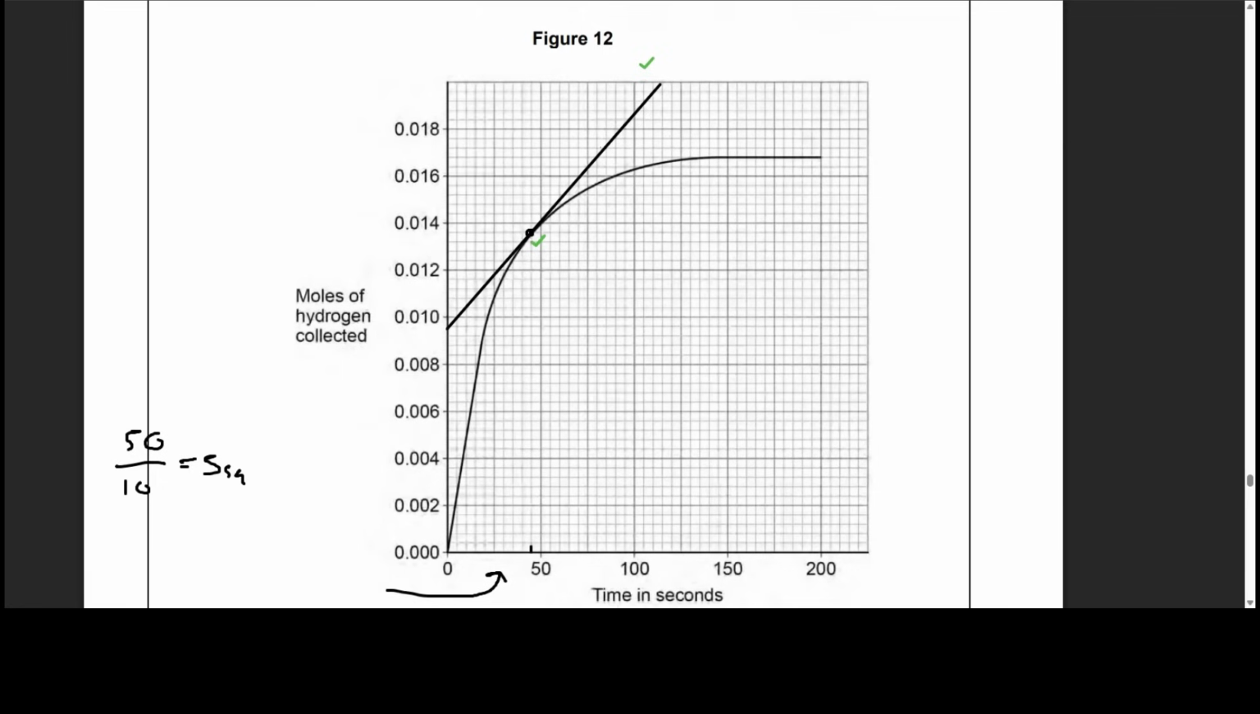This is a fat marker. Now what you need to do is draw a triangle anywhere along that line and then calculate the change in y over the change in x. It doesn't really matter where you go across that line, but I'm going to do 100 seconds. So I'm going to go from where it gets to 100 there. Is that right? This is going to be roughly there.